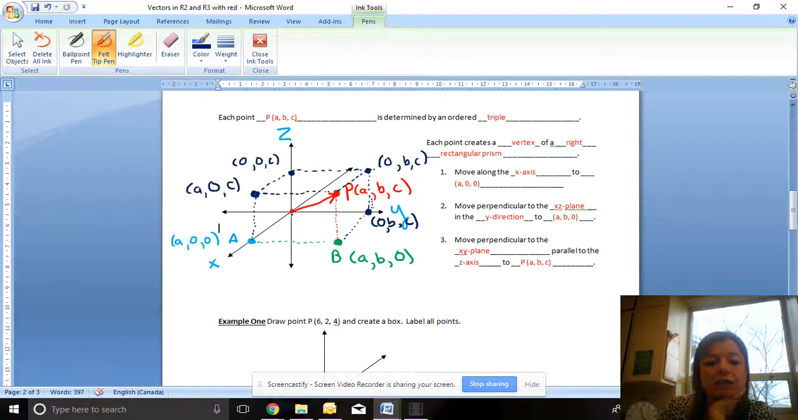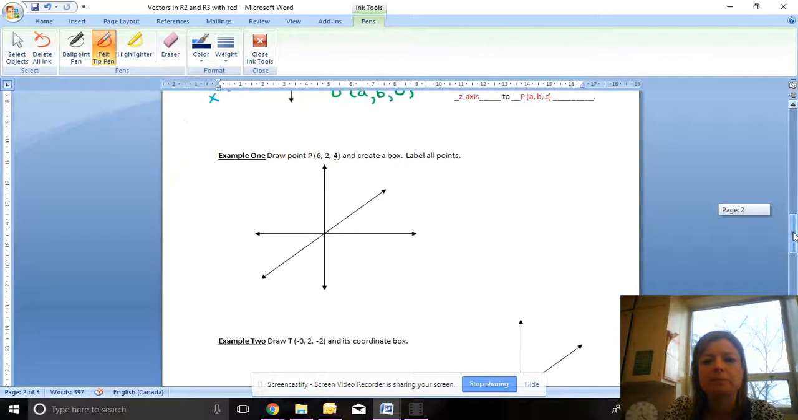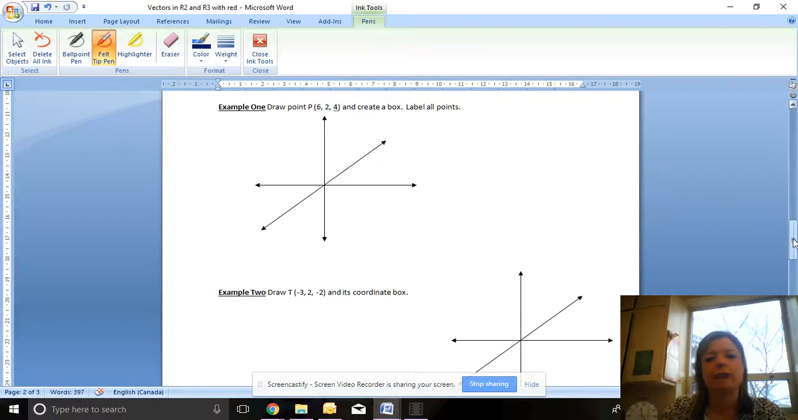And the vector OP cuts directly from the origin through the box up to the opposite side. So these coordinate boxes help you get oriented as you're getting used to R3. So let's actually create one with numbers. Hopefully this becomes more clear.